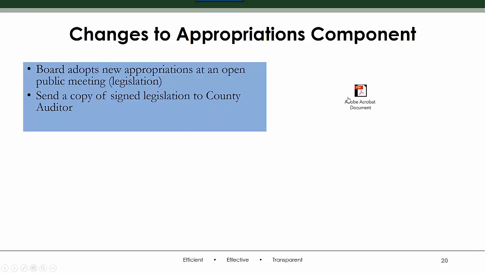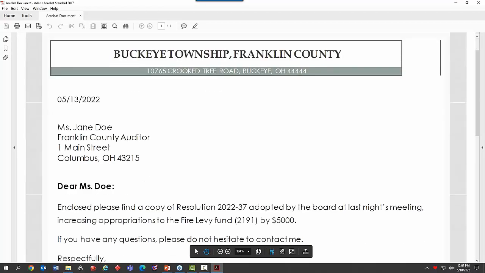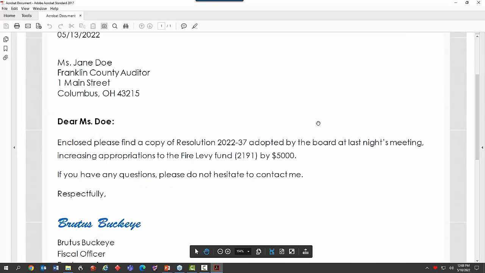So what does that look like? And of course, I'm going to put in my supplemental appropriation budget as well. So now I'm talking about documenting for the county the adoption of supplemental appropriations. Enclosed find a copy of Resolution 22-37 adopted by the board at last night's meeting, increasing appropriations to the fire levy fund by $5,000. Don't hesitate to call me.